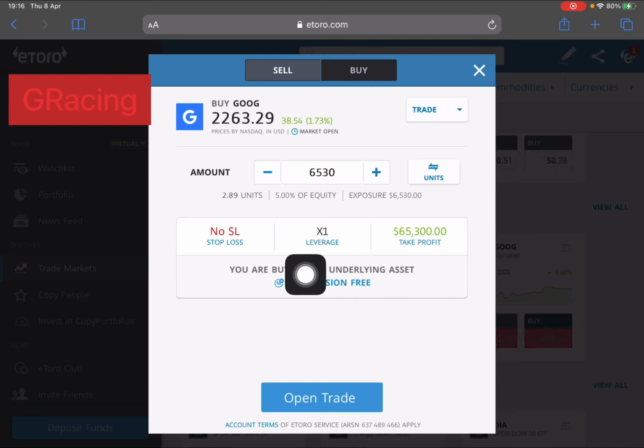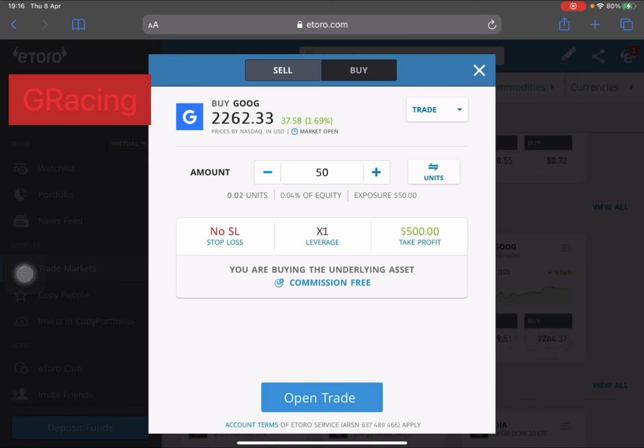Okay, this is the term called leveraging. Most of the people, they over leverage, that's why they lost their money. Okay, but for me, I'm always using X1 because in X1 you are using your own money. You're not borrowing money from eToro. Okay, you are not using leveraging.